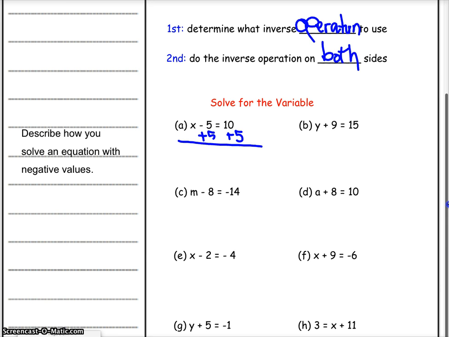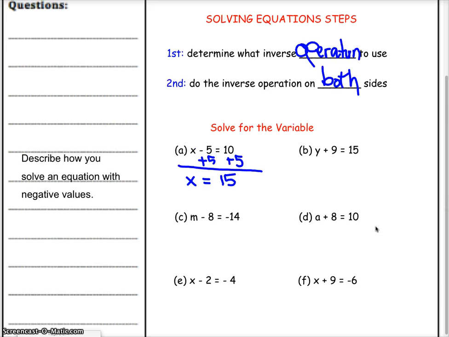So I get x equals 15. X is equal to 15. So I see that I'm minusing 5. The inverse of minus is add, and I do it to both. Okay, example B.